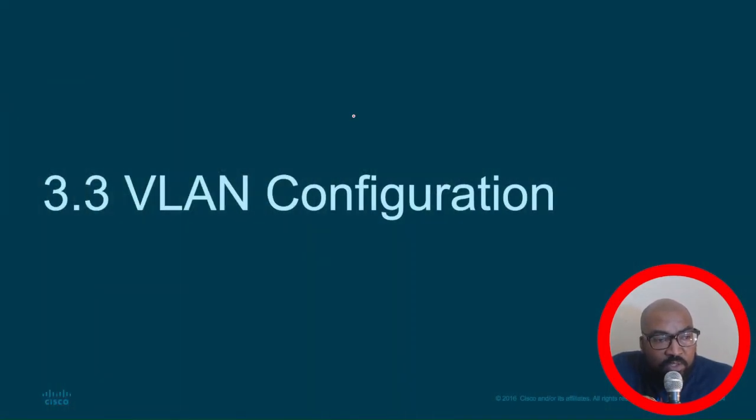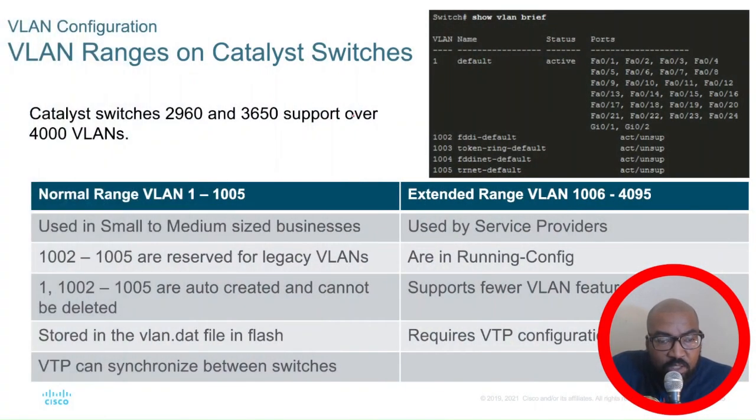So let's take a look at a couple VLAN configurations. Let's go through this, and then we're going to get into the demo, right? So VLAN ranges, and this is to show the VLAN brief, okay? The Cisco switches 2960 and 3650 support over 4,000 VLANs. That is a lot. That is a whole lot of VLANs, right?